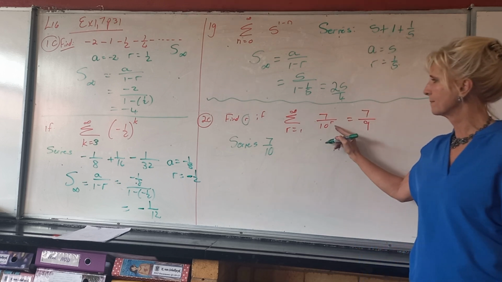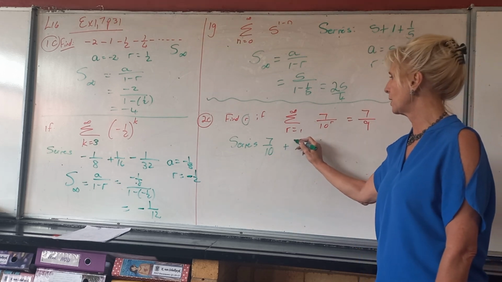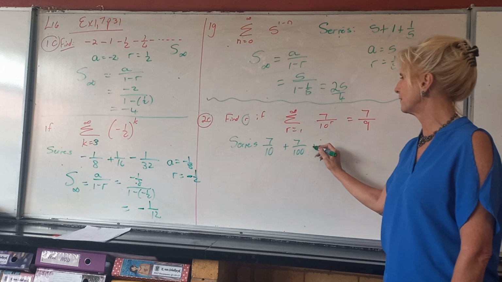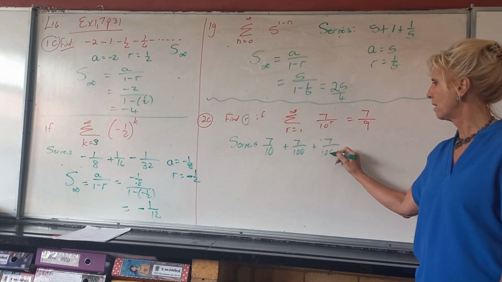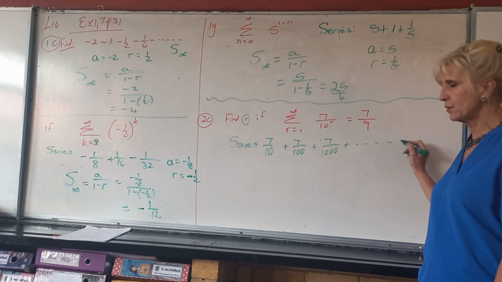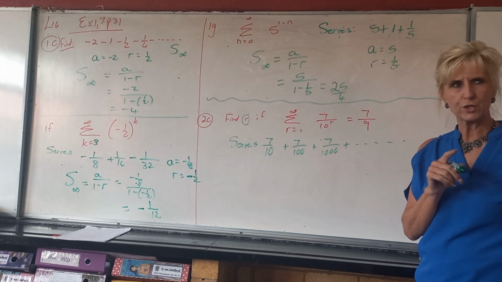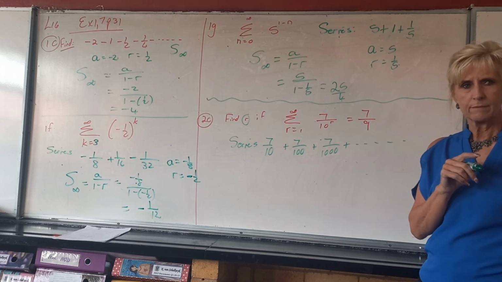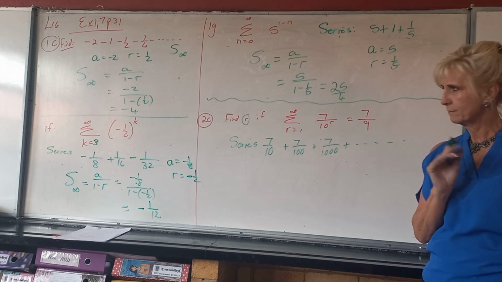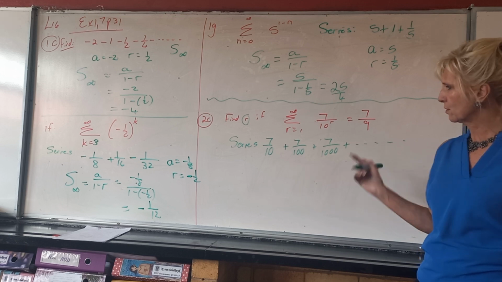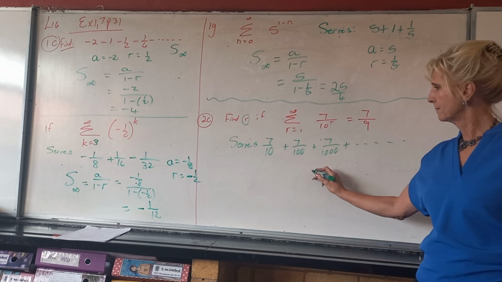Next one, 7 over 10 squared, which is 7 over 100. 7 over 10 to the 3, which is 7 over 1,000, etc. What was the question? Find R. What's R? It's 1 over 10.